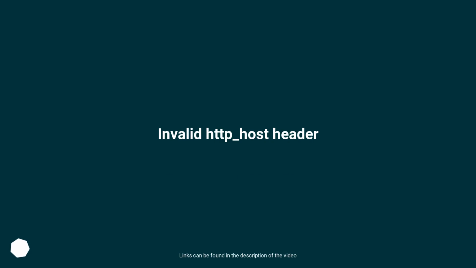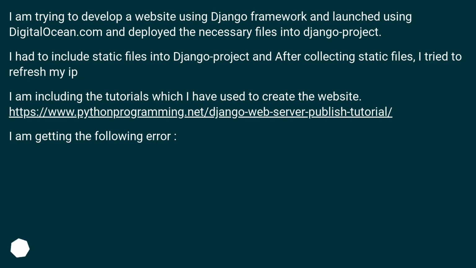http_host header. I am trying to develop a website using Django framework and launched using digitalocean.com and deployed the necessary files into Django project. I had to include static files into Django project, and after collecting static files, I tried to refresh my IP. I am including the tutorials which I have used to create the website. This URL. I am getting the following error.